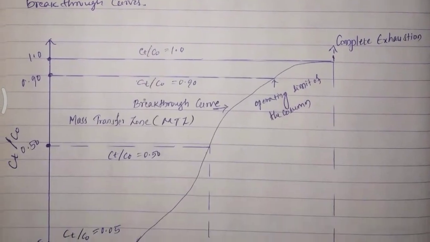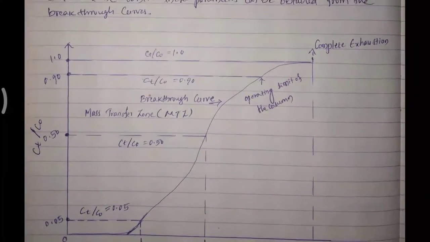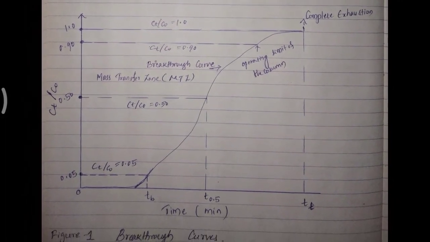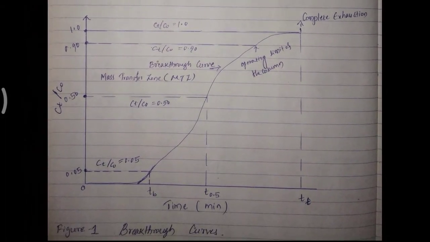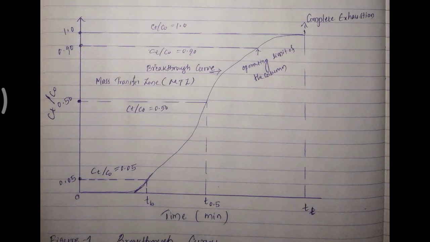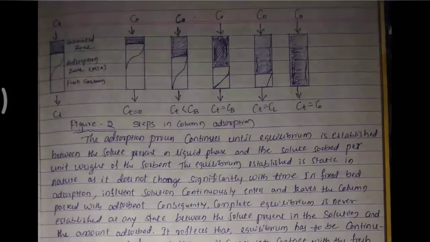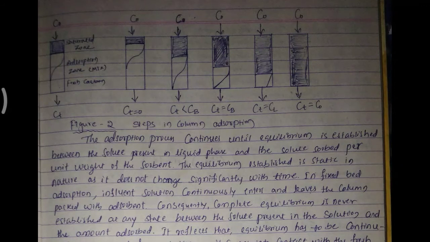You can see here this is the breakthrough curve figure. You can take a screenshot. It helps for the calculations of the experiments, whatever results you got. Please take the screenshot. Next, you can take the screenshot of figure 2 also. This is the steps in column adsorption process.